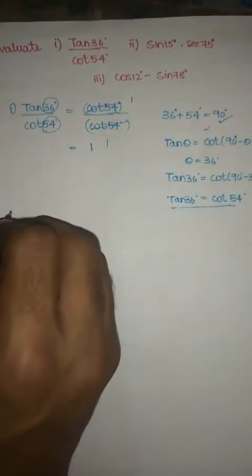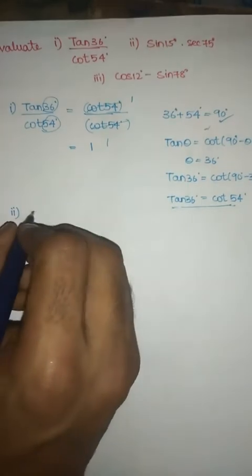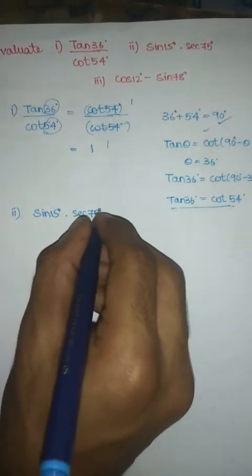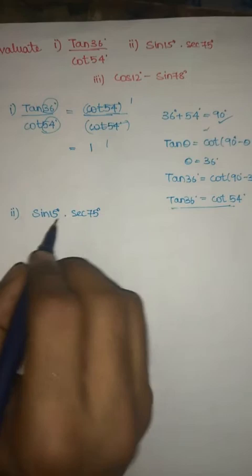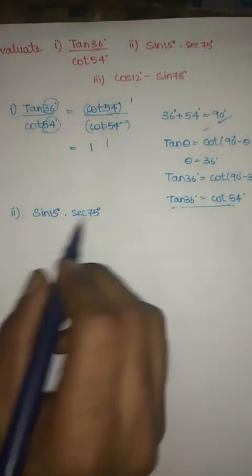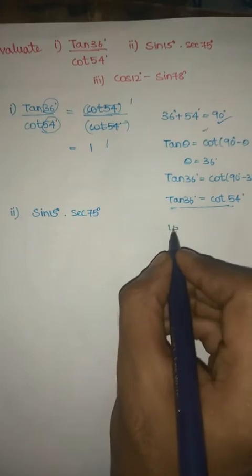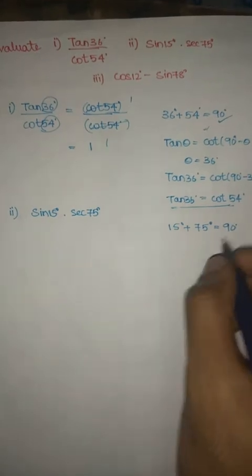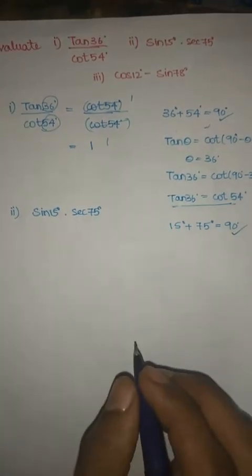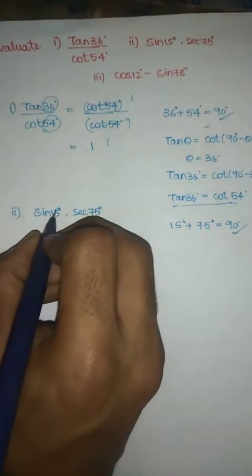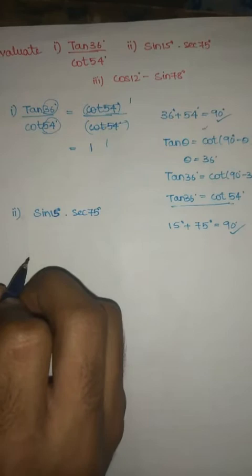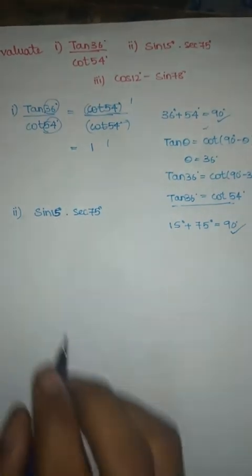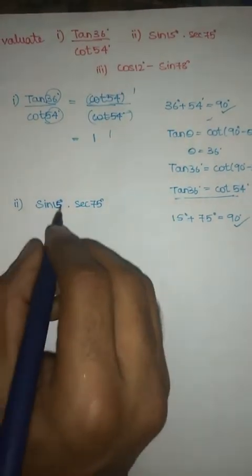Now coming to the second question, it is given sine 15 degrees into secant 75 degrees. Once again, if we add these two angles, 15 degrees plus 75 degrees is equal to 90 degrees. So we can use this concept of complementary trigonometric ratios. After knowing that, you need to convert either sine or secant into its complementary trigonometric ratio. Now I am going to convert this sine.